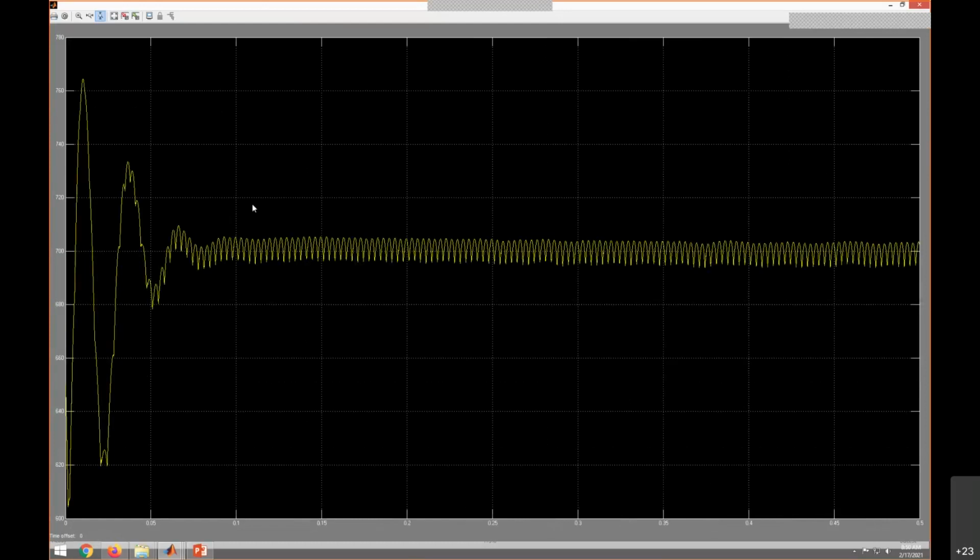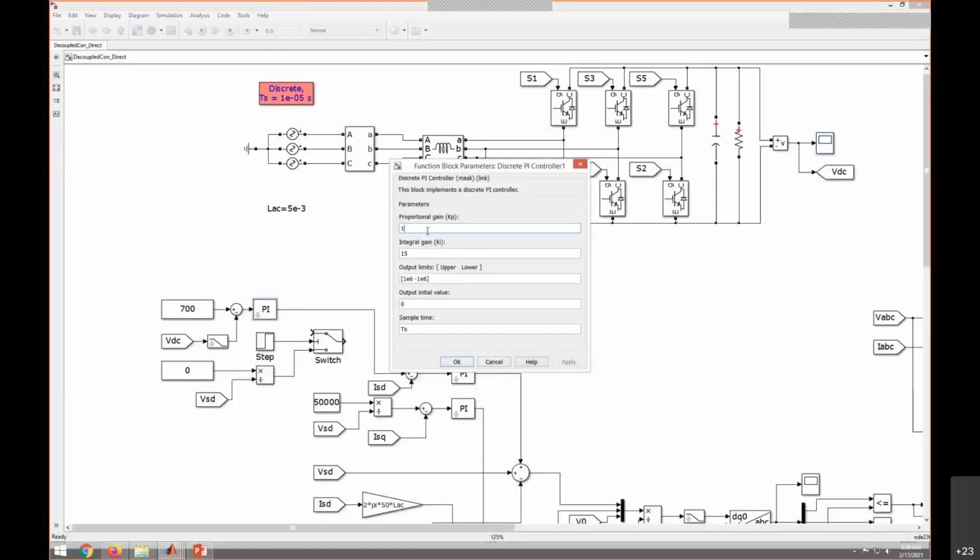So earlier the peak overshoot is around 800 or something, right? Now it is reduced to 760. Again, we'll change this one. You can make it 0.5 or you can make it 30 or something.